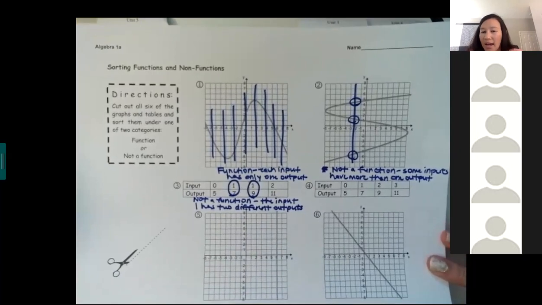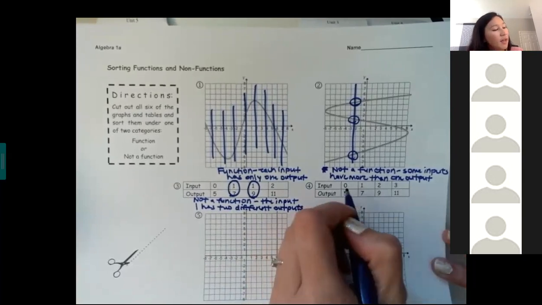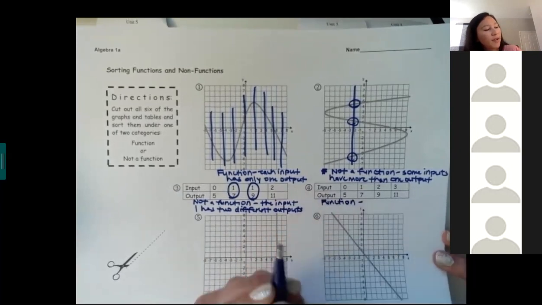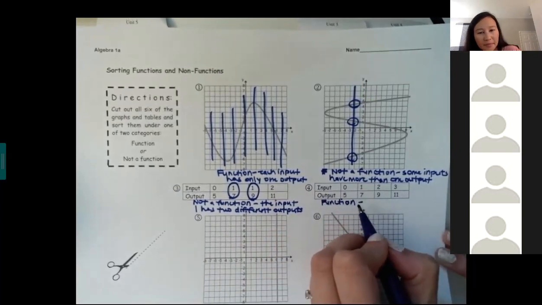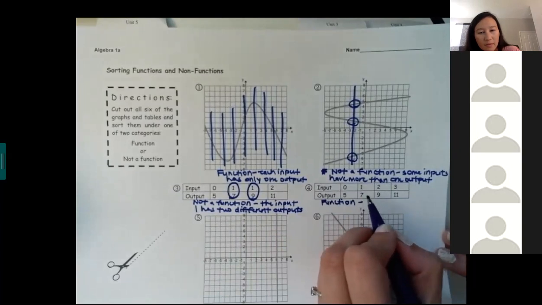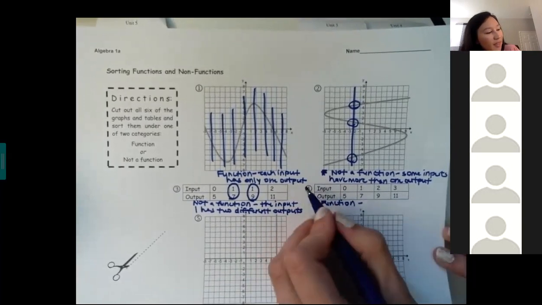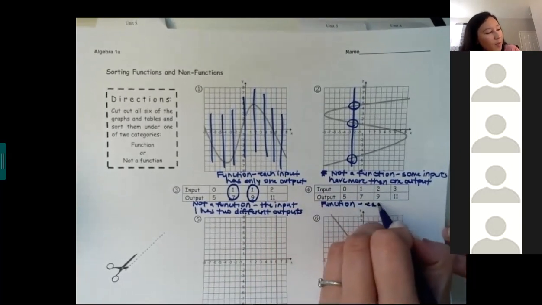Okay. Solomon, what about number 4? It's a function. Very good. And how do we explain why it is a function? Because in the input, if it wasn't a function, there would be a duplicate of 2 numbers. Right. Very good. So we know then that each input has only one output.